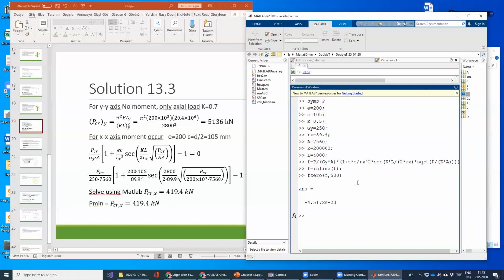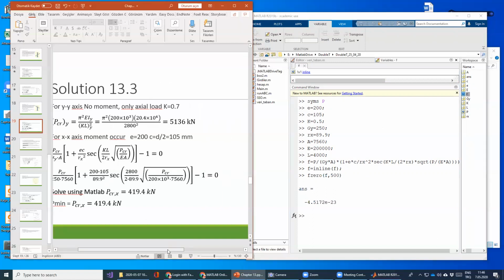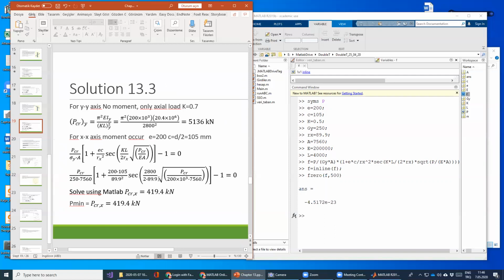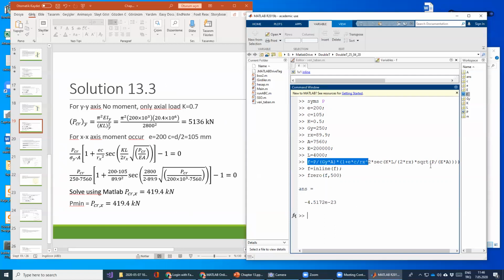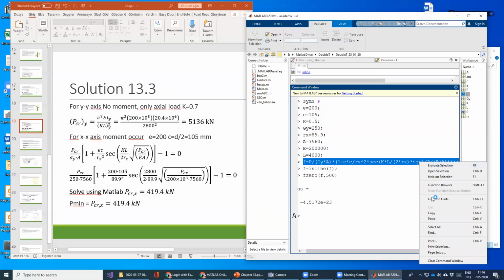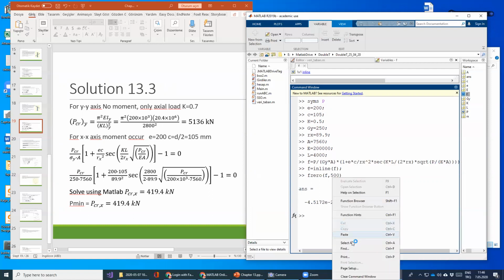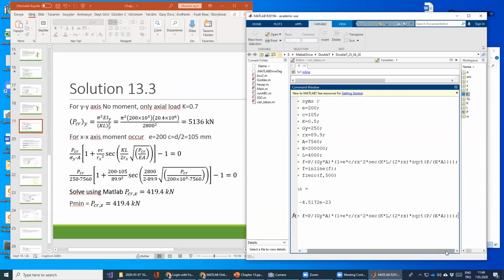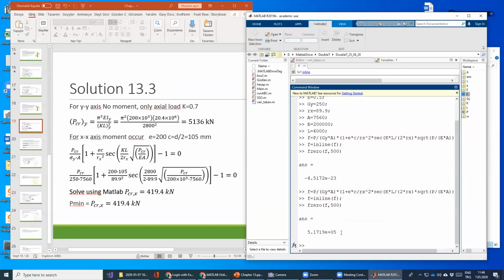After that, oh, it's terrible. I think I made a mistake. I'm sorry, I forgot to put the minus in here. All terms are okay, but I forgot to put the minus here. Therefore, I have to rewrite it. Hopefully copy paste will help me. And I put a minus in here. And again, f and inline f. Now I will use the 500.